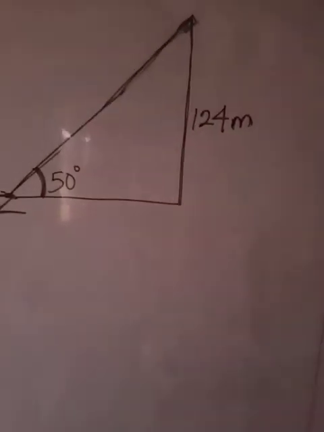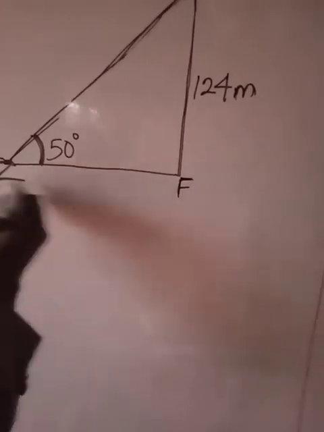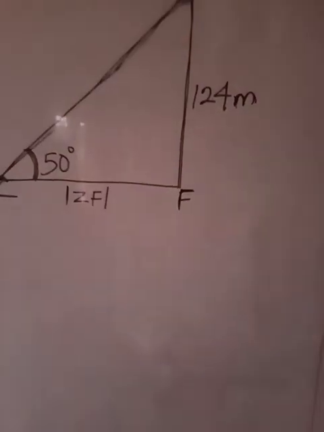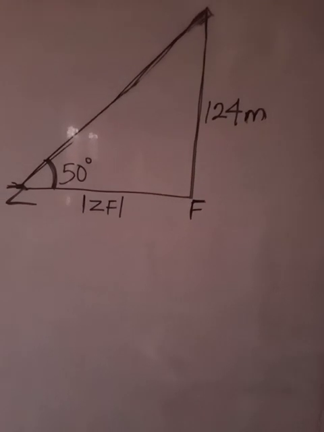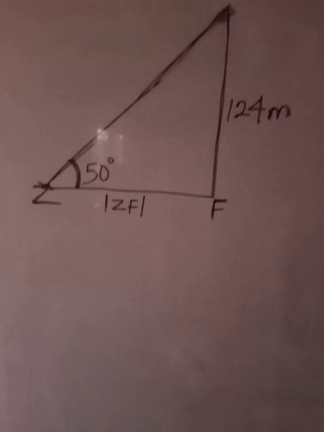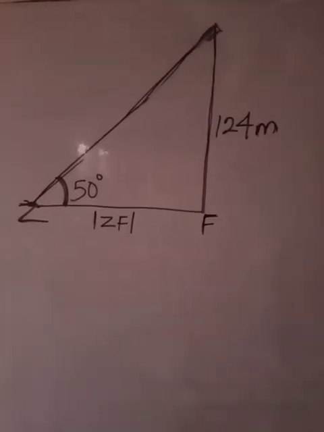This is the foot of the building. Let's call it F. We want to calculate the distance ZF. I hope this is clear to you. This interpretation is the first thing when you are dealing with angle of elevation.